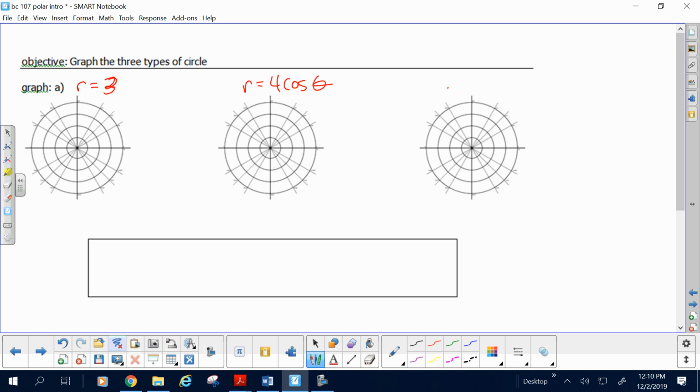And this? r equals 20 sine of theta? Okay. All right, cool.